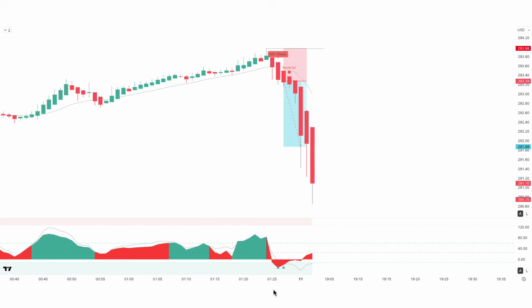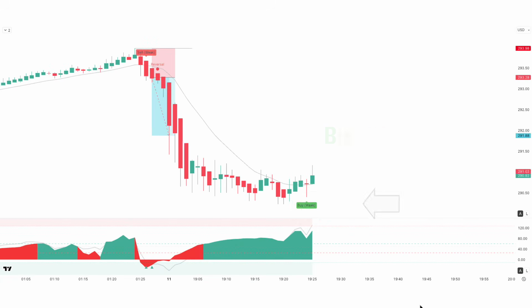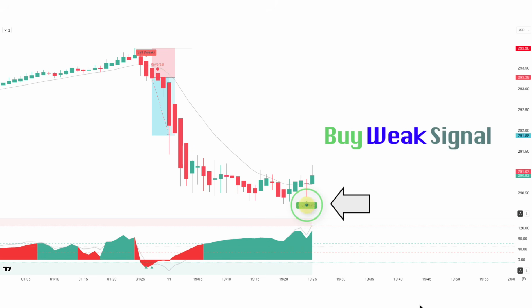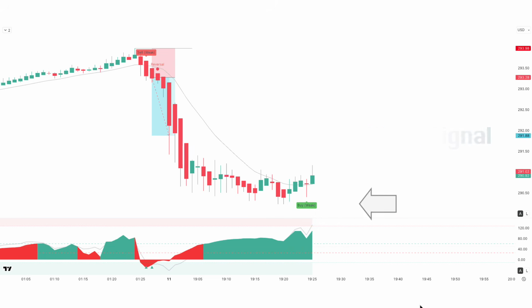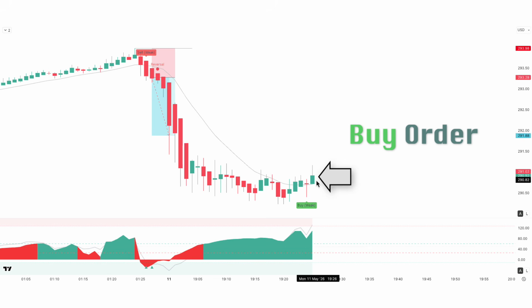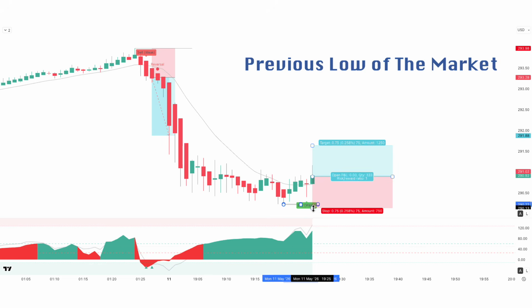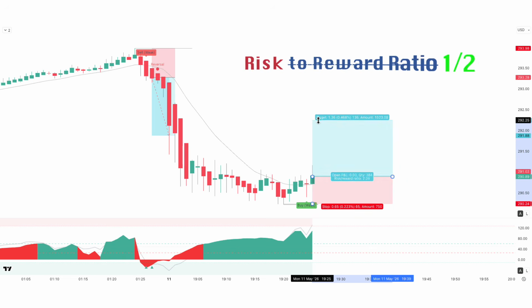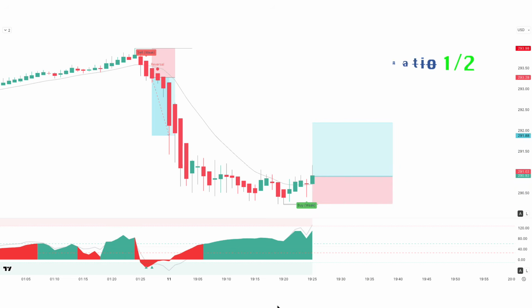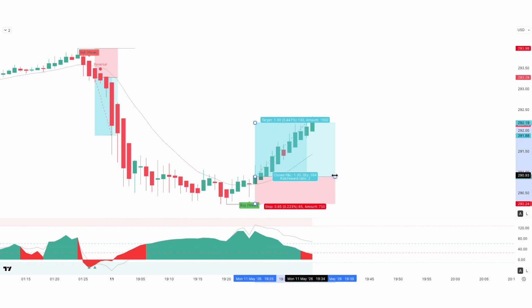Let us now understand the long position. When the DJ Suri trading label up of this indicator is a buy weak signal, when the MSL momentum deviation indicator shows a green area, and when the market forms a bullish candle, if this condition is fulfilled, then we will place a buy order. Our stop loss is to be placed at the previous low of the market, and the risk to reward ratio will be 1:2. The market has completely hit the target.